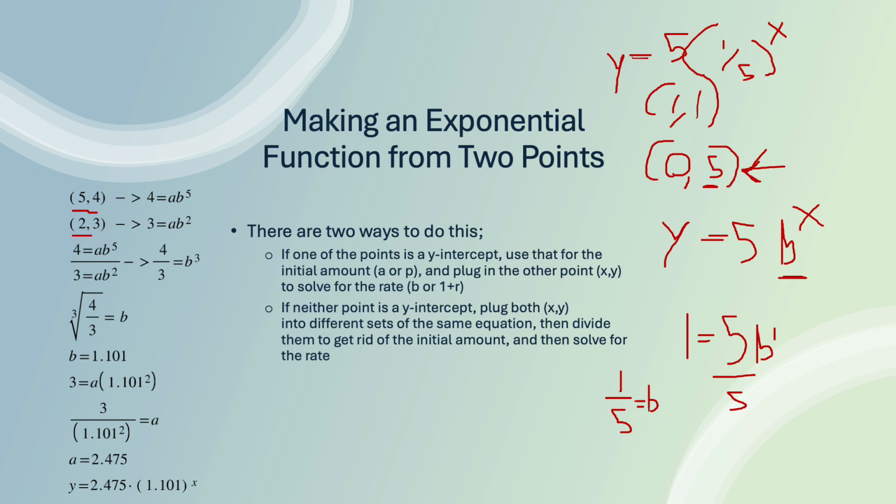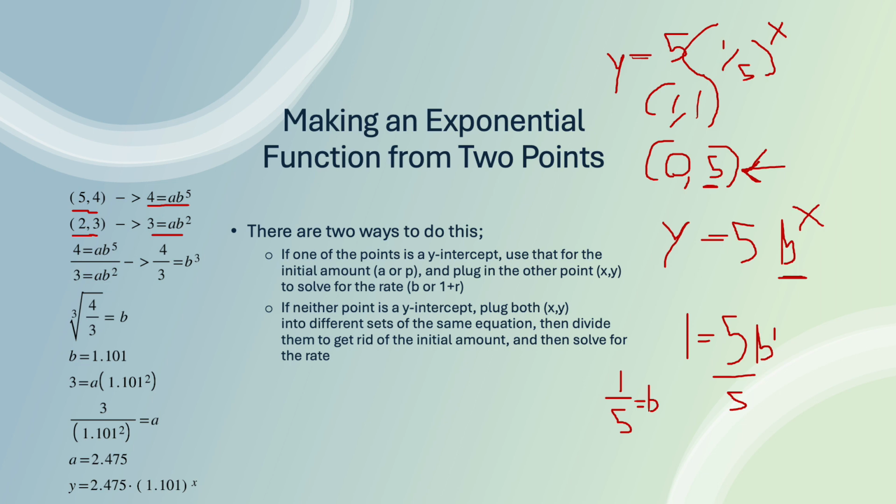Well, what we're going to do is we're still going to plug both of these in for y and x. So, right, we have y equals ab to the x. So if we have (5, 4), we're going to plug in 5 for the x, and we're going to plug in 4 for the y, and we're going to get 4 equals ab to the 5th. And then, likewise, we can plug in the same thing here and get 3 equals ab squared.